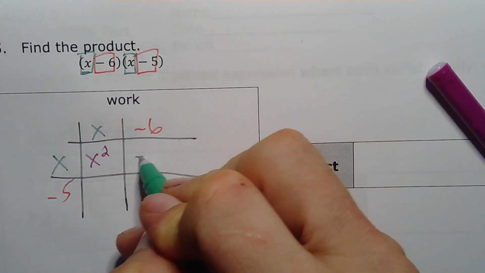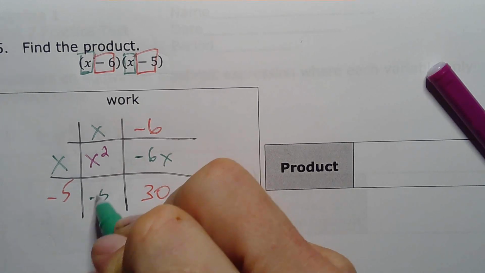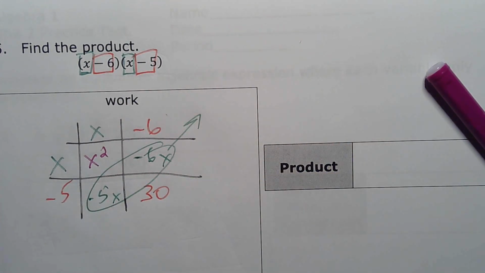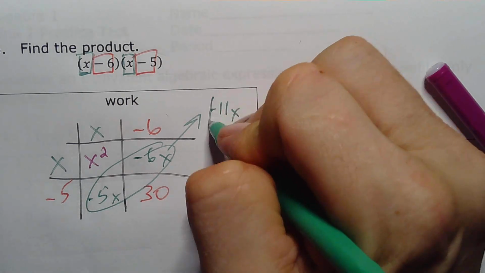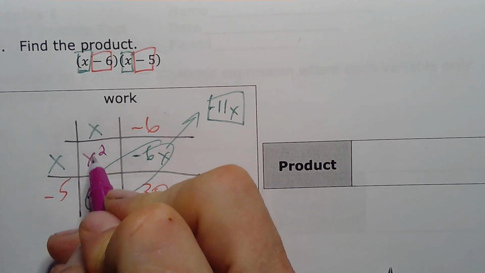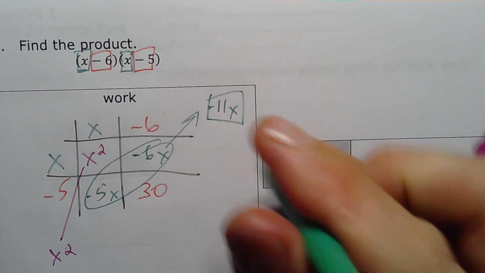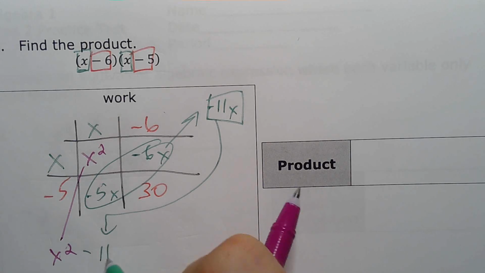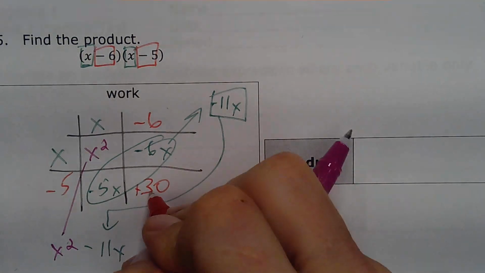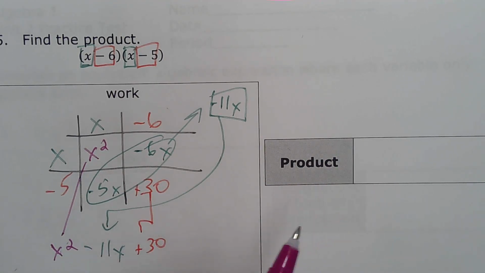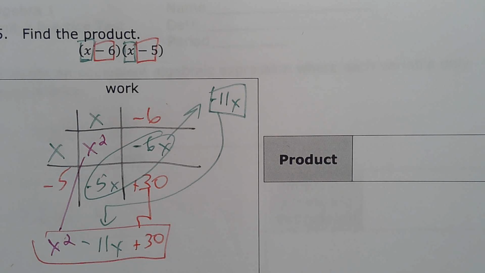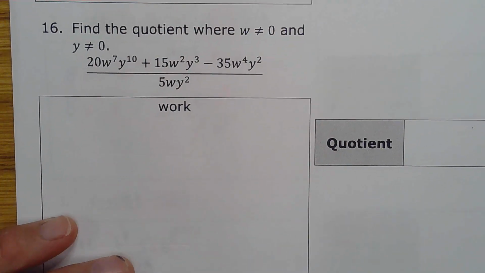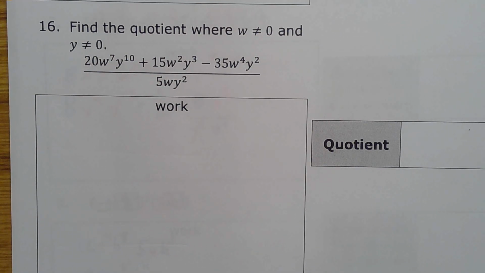That's going to be negative 6x. That's going to be negative 5x. These two terms together combine to make a negative 11x. All right, so now our total terms, putting them in order, are going to be x squared minus 11x, and then this is a plus 30, and we are done there. There's that one. Now we've got to do the quotient. W and y are not equal to 0 because that would make the denominator a 0 and therefore make this undefined, which we can't have.